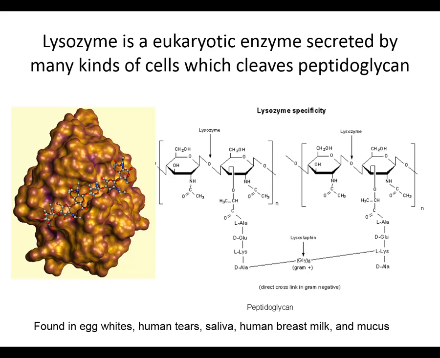Okay. Lysozyme is a eukaryotic enzyme secreted by many kinds of cells, which cleaves peptidoglycan. We find it in egg whites, human tears, saliva, human breast milk, and mucus. Yeah? So this is a particular molecule that chops up peptidoglycan. And who makes this molecule? We do. Our own bodies make it, right?